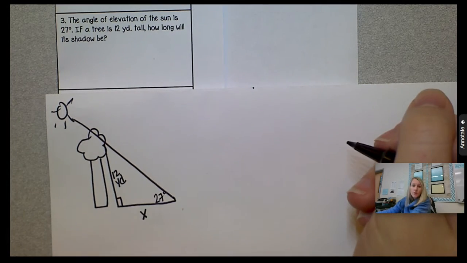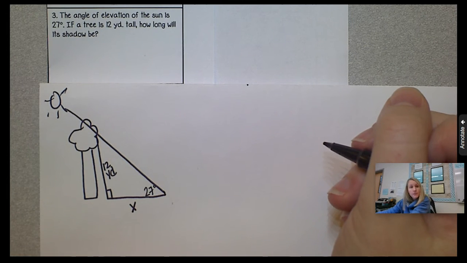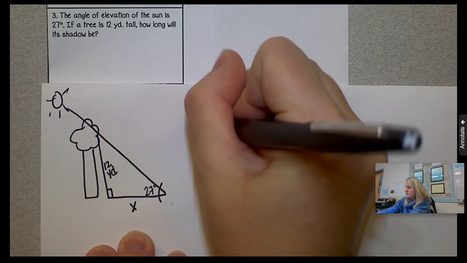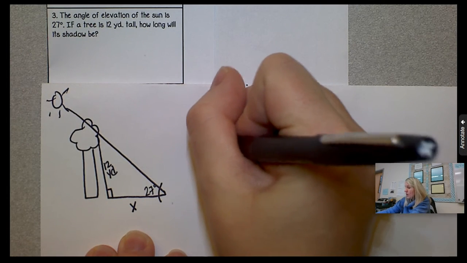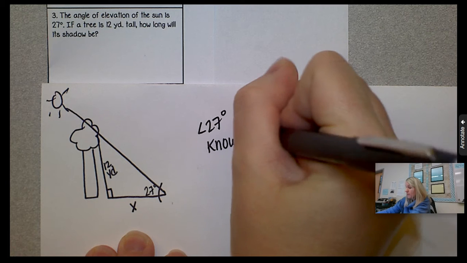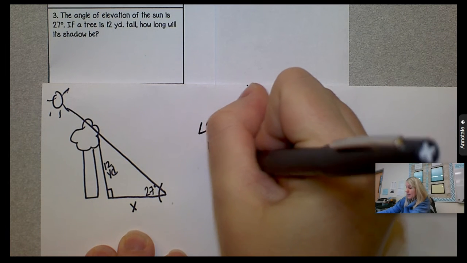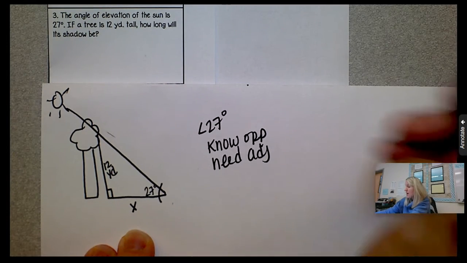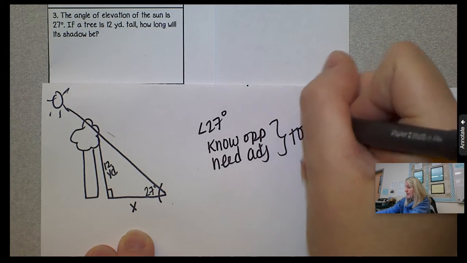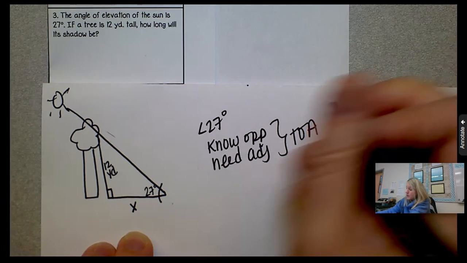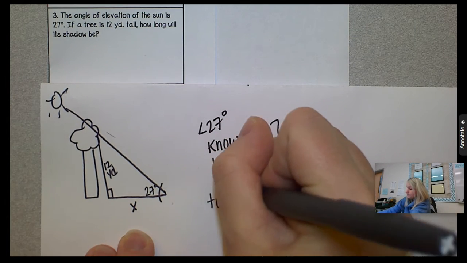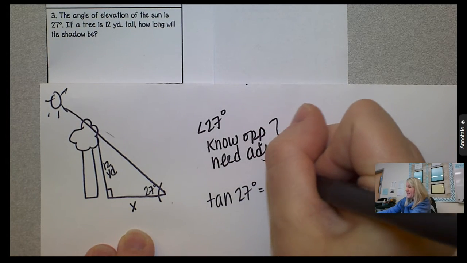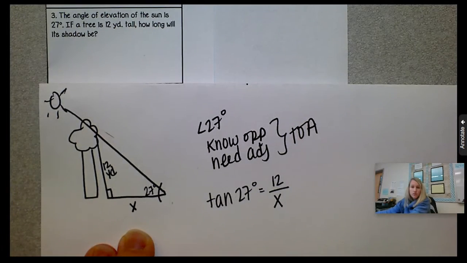So the shadow is always on the ground, so that's going to be my x. So let's set that up from this angle. I know opposite. I need adjacent, right? I don't really care about hypotenuse. That's over there. So I'm going to use tangent. So in my head, I think TOA. So tangent of 27 degrees, always put your degree symbol, equals opposite over adjacent.